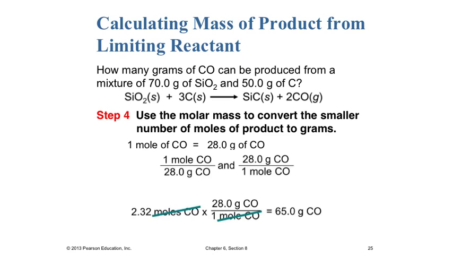So the last step would be to actually calculate how much CO could be produced in grams. So in our last step, we found out that 2.32 moles of CO can actually be produced if we look at our limiting reactant, which was sand. So if we take that with the molar mass, which is carbon has 12 and oxygen has 16, which gives us a total of 28, and we times that by 2.32, we can produce 65.0 grams of CO.